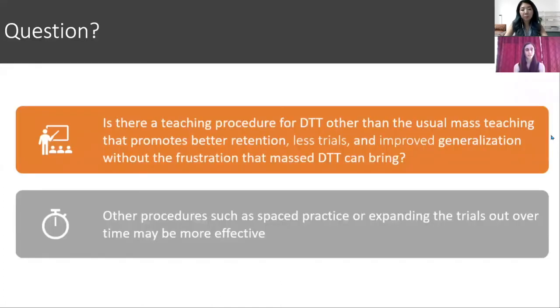So in taking all of these different articles and research into consideration, we decided on a question: is there a teaching procedure for a DTT other than the usual mass teaching that promotes better retention, fewer trials, and improved generalization without the frustration that mass DTT can bring? Other procedures such as spaced or expanding the trials out over time might be more effective in improving those specific target questions, in improving how DTT is run overall.